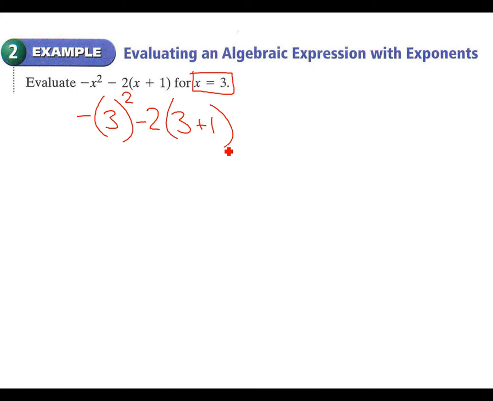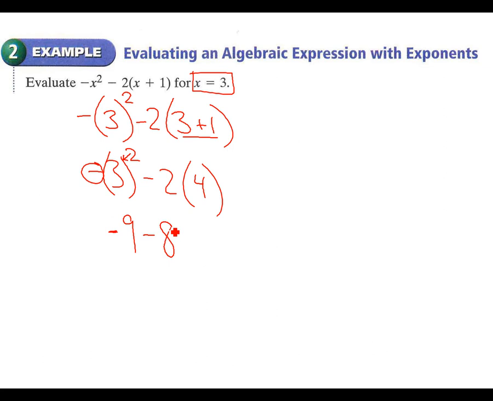All right, order of operations first. We're going to do parentheses. So the parentheses that needs cleaning up is right here. 3 plus 1 is 4. Then we need to do exponents. And here's a little bit tricky. This negative right here is not part of this exponent. The exponent is only going to the parentheses. So it's 3 squared, that's 9. This negative is still out front of it. The squared only went to the 3, not the negative in front of it. Minus, what's 2 times 4? 8. And negative 9 minus 8 is negative 17.